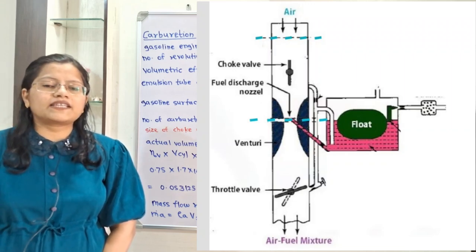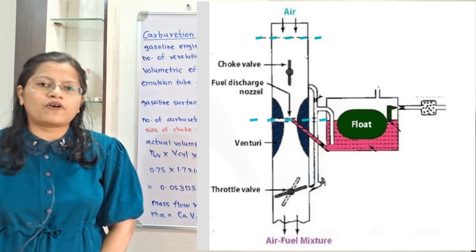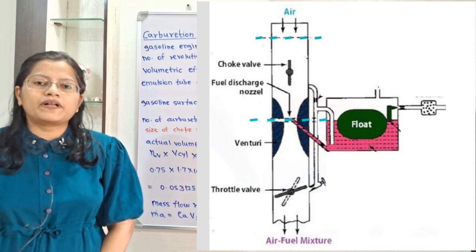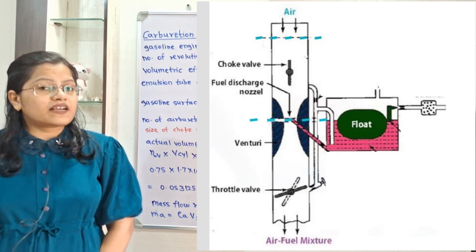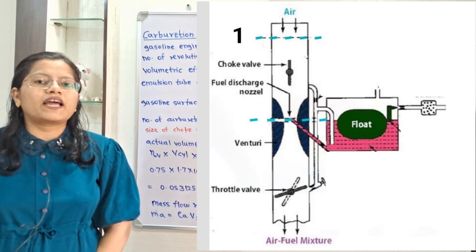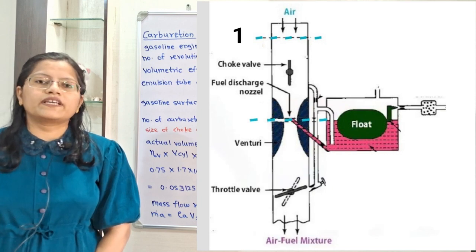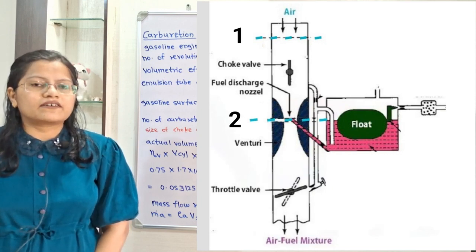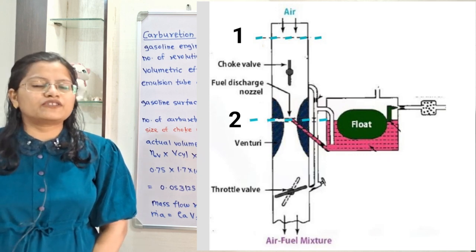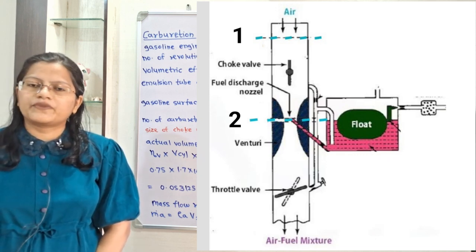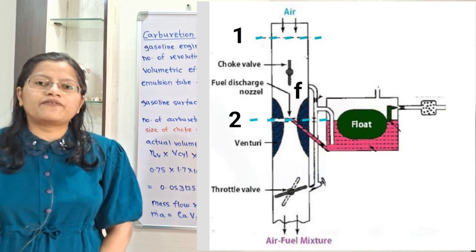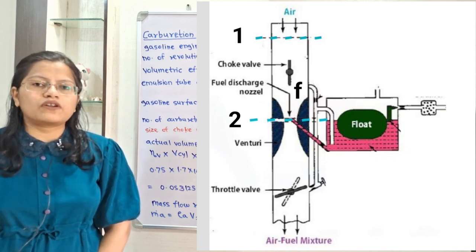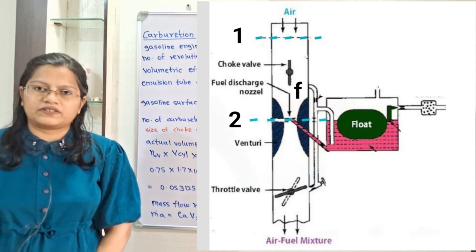Let us understand the given data with the help of the diagram of a simple jet carburetor. We will consider the suffix 1 at the inlet of the air, the suffix 2 at the venturi throat or choke, and the suffix F at the nozzle of the fuel metering orifice.